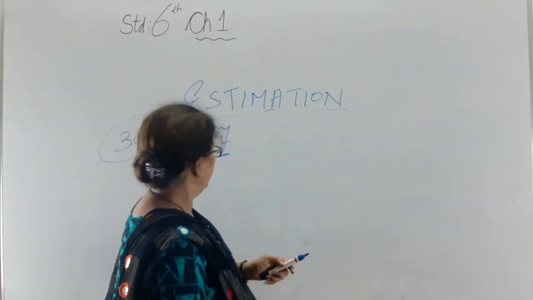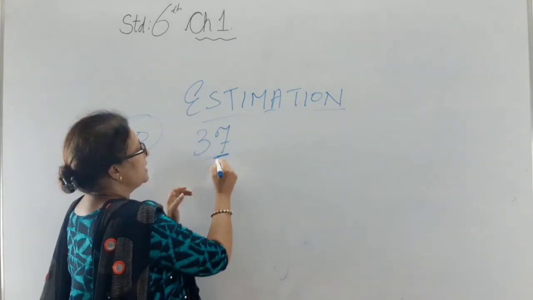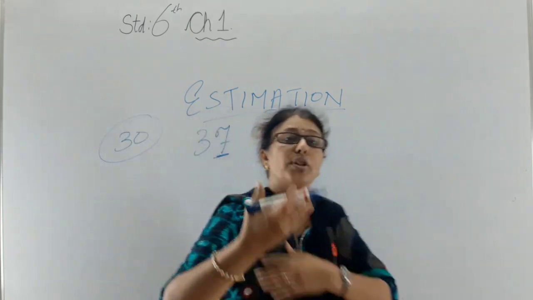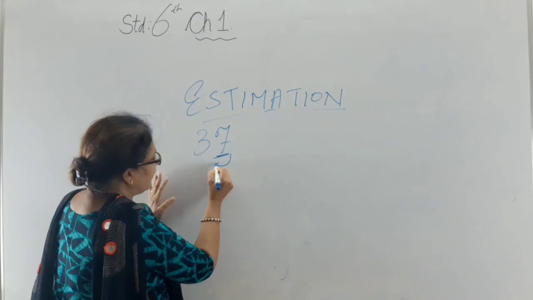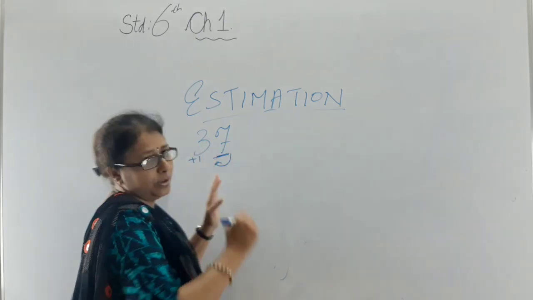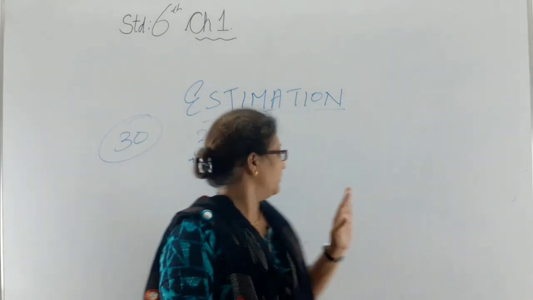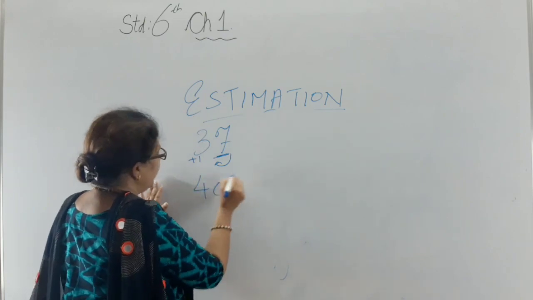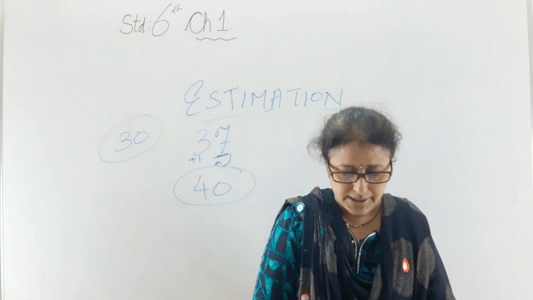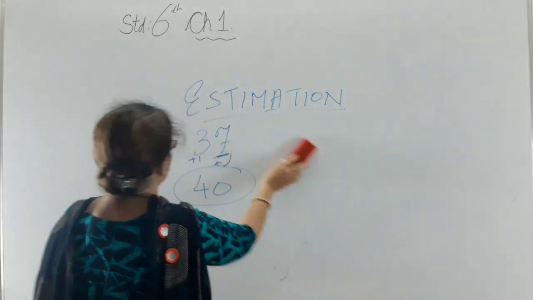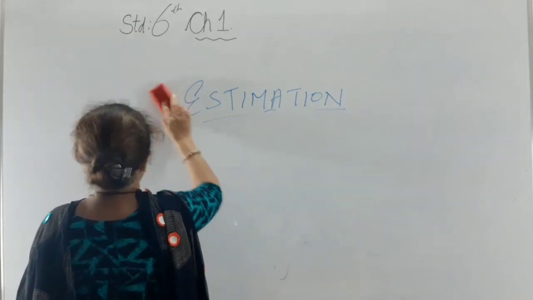If this is 37, then 7 comes in the category of more than 5. So what will happen? In my round figure I will add plus 1 to 3, and so it will have the round number, the estimated value, 40. So this is the way we calculate the estimation.